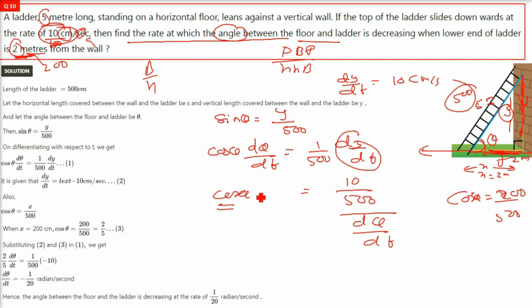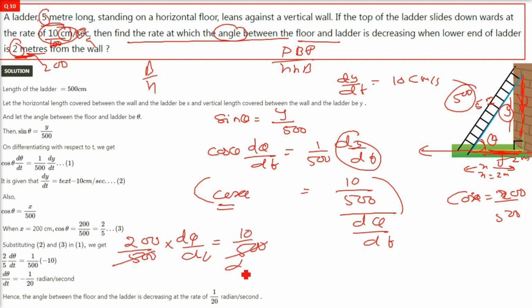Now d theta by dt can be computed easily. So this is cos theta, 200 by 500, times d theta by dt, which we need to compute. This is equal to 10 by 500. You can cancel these two. d theta by dt will be 10 by 200, which simplifies to 1 by 20.